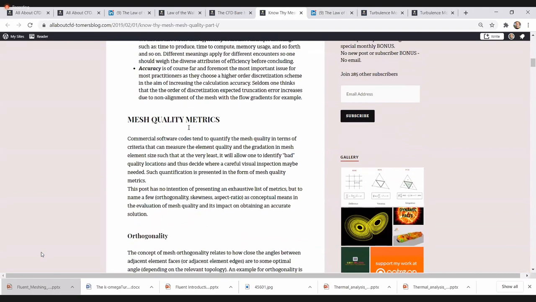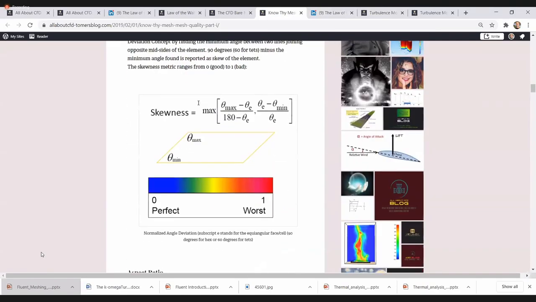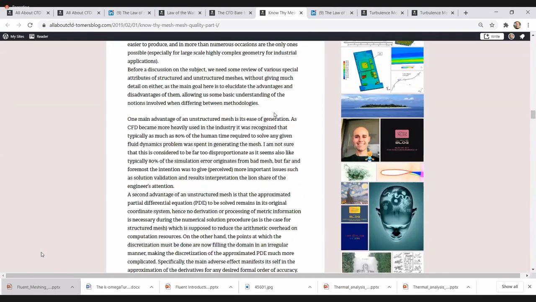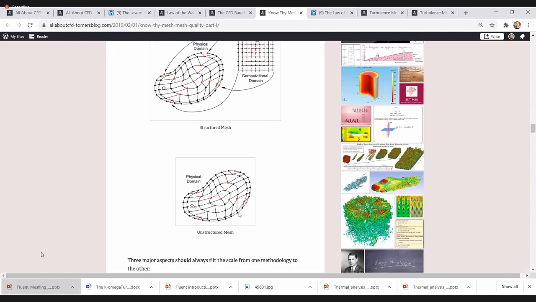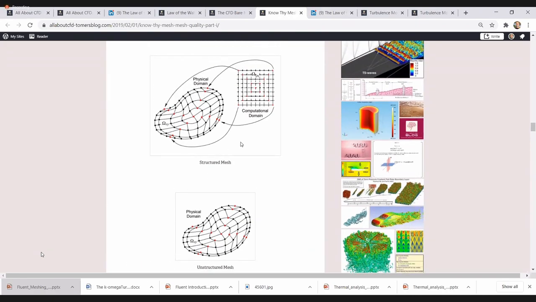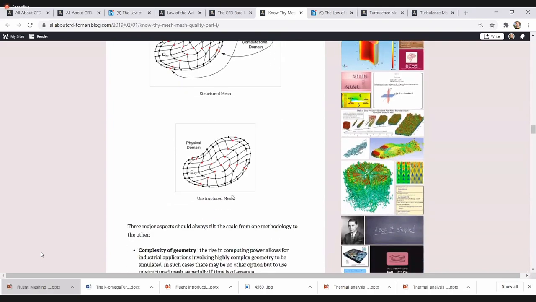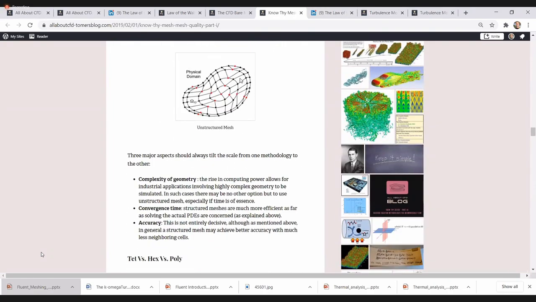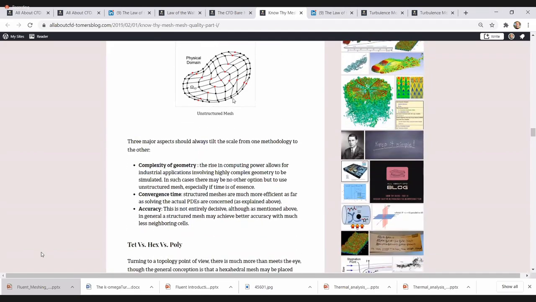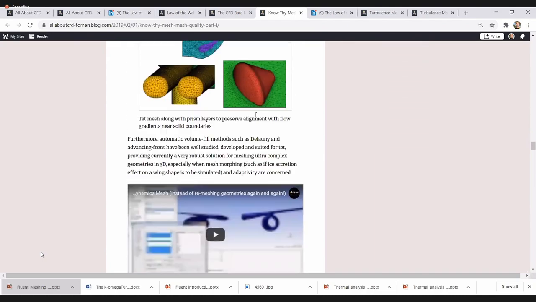Now let's look a little bit at meshing, some meshing metrics. The difference between structured meshing and unstructured meshing. Structured meshing means that you can take every point from the physical domain and throw it inside a cube-like computational domain, solve the problem there, and transfer it back. Unstructured mesh is easier to build, and when the complexity of the geometry is very high, there's no other choice. Convergence time, of course, if you can do a structured mesh, is a lot more efficient. Tet versus poly, we've talked about before.